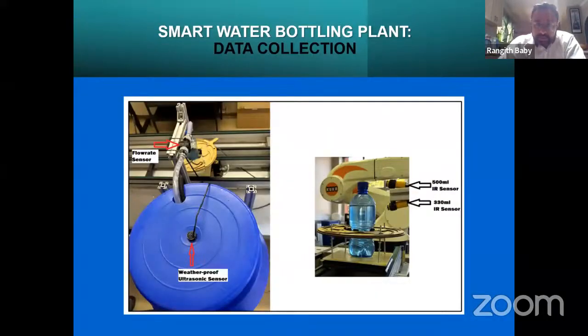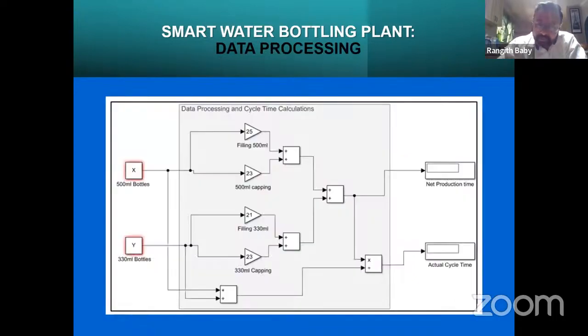So this is just to elaborate on the data collection. There are some sensors that are connected to the tanks, as well as the flow rate sensor, which is in the water, as well as the IR sensors, which will be able to differentiate between the different bottle sizes. Obviously, 500 ml bottles will be slightly taller than the 330 ml bottles, so there will be a height distinction.